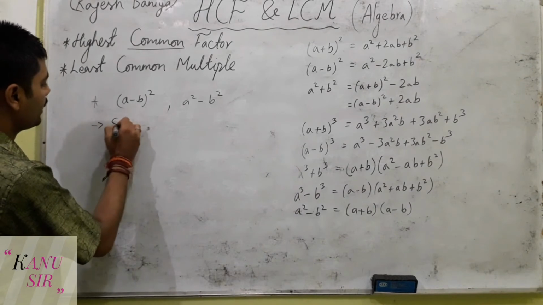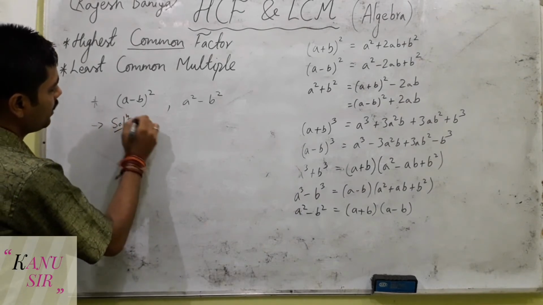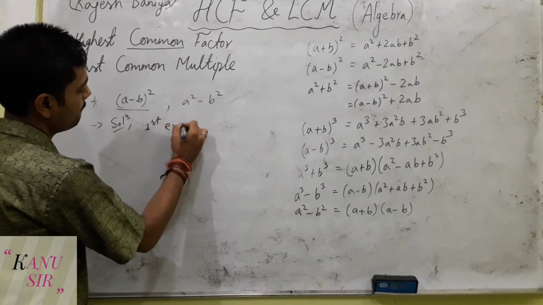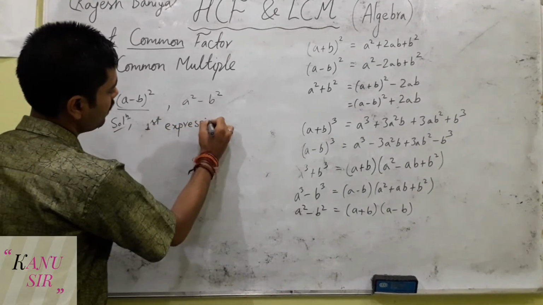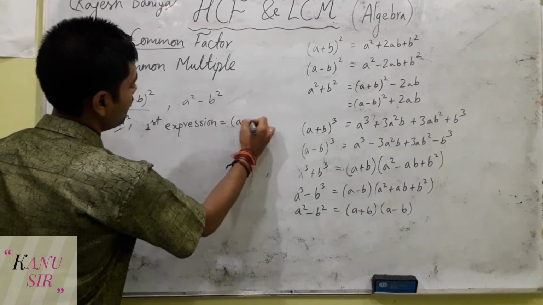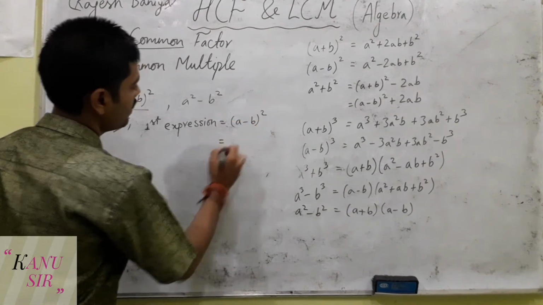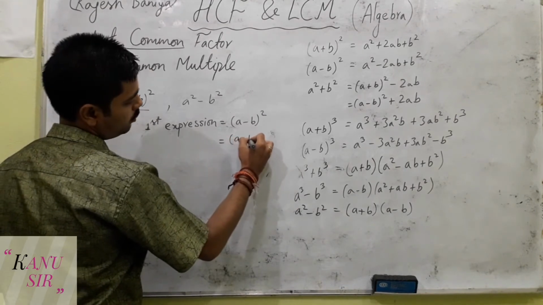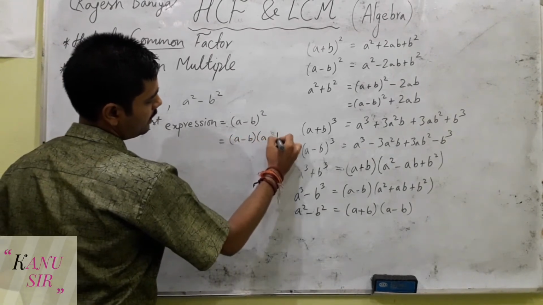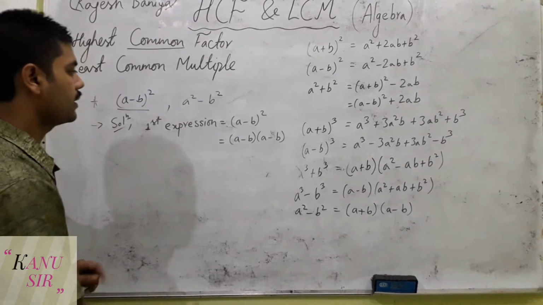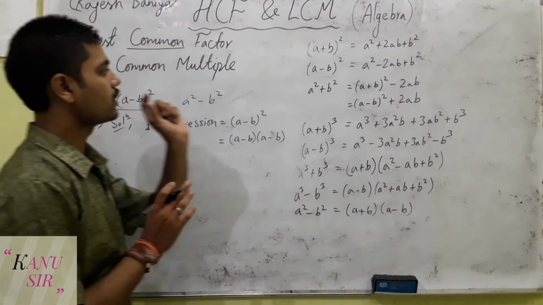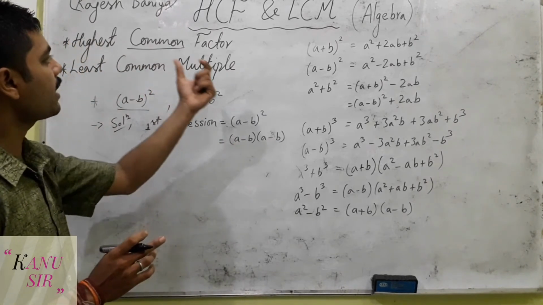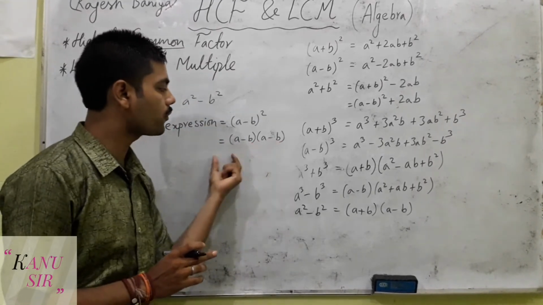So here we will be writing the solution, and this term will be taken as the first expression, that is equal to a minus b whole square. Because it is whole square, you can change it into the product form like a minus b, a minus b, and here the main aim to find the HCF and LCM is in the form of product form.